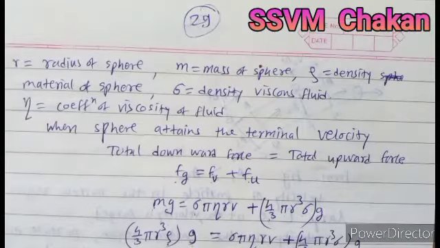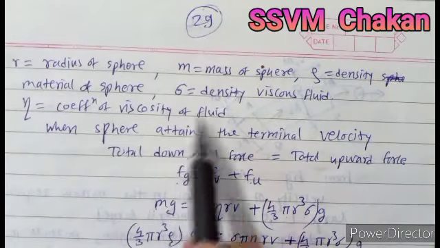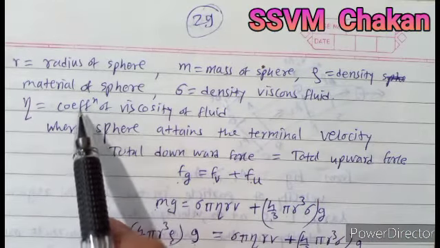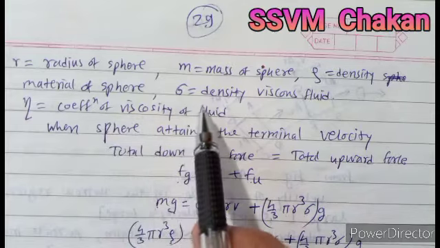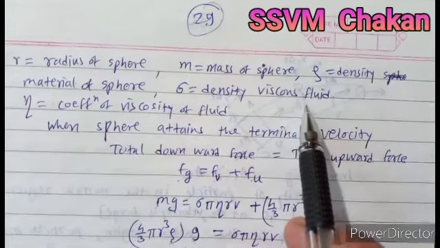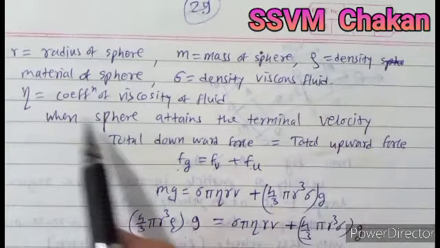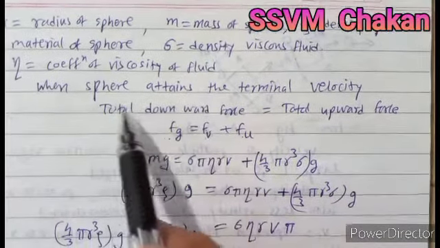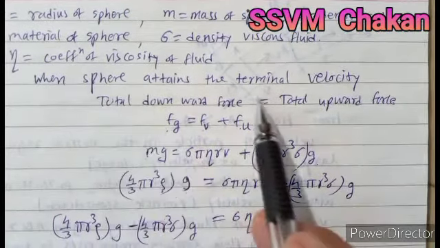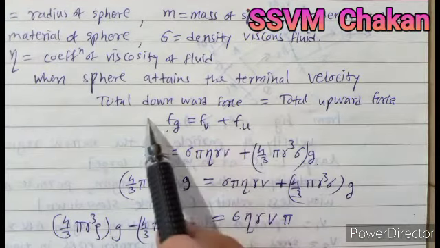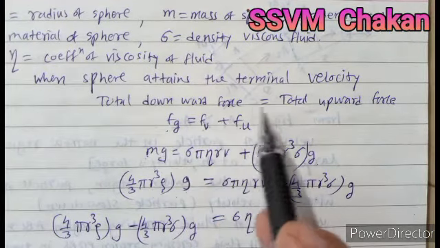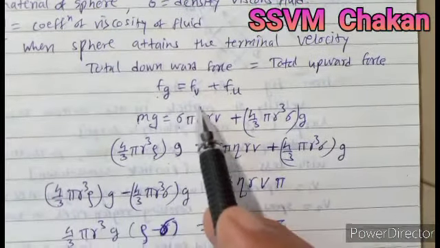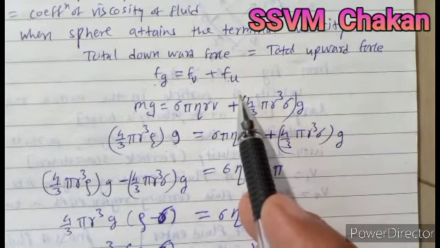r is the radius of the sphere, m the mass of the sphere, rho the density of the material of the sphere, sigma the density of the viscous fluid, and eta the coefficient of viscosity of the fluid. When the sphere attains terminal velocity, the total downward force is equal to the total upward force. Fg is equal to Fv plus Fu.